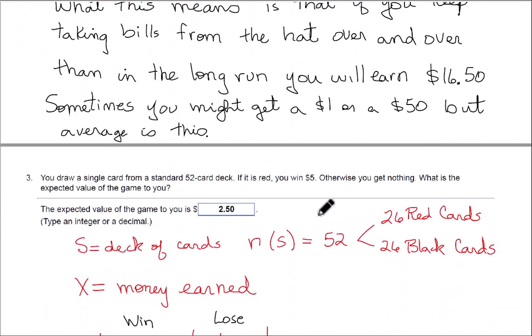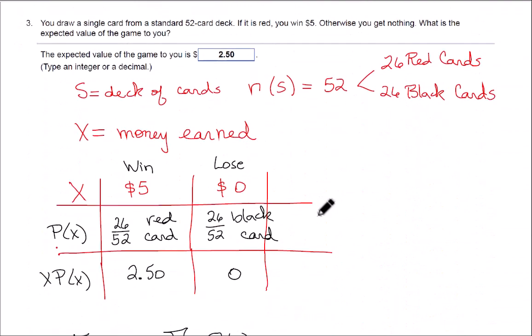All right. In question 3, we have a deck of cards, and we're going to draw a single card. If I draw a red card, I'm going to win $5. And if I don't get a red card, I get nothing. Don't lose any money, but I don't get anything. What's the expected value? Well, let's see.